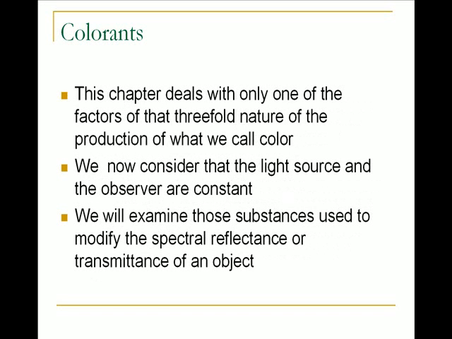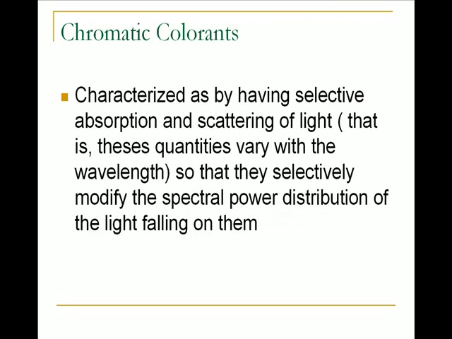This particular chapter in the book deals with only one of the factors of that threefold nature of the production of what we call color. We'll be dealing with how the object interacts with light. We now consider that the light source and observer are constant. We'll examine those substances used to modify the spectral reflectance or transmittance of an object, the colorants that we use to color plastics. So first we'll talk about chromatic colorants.